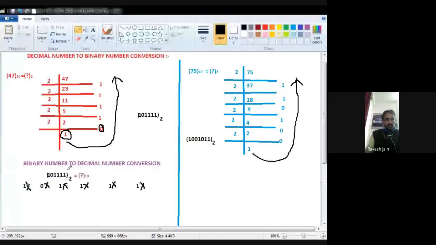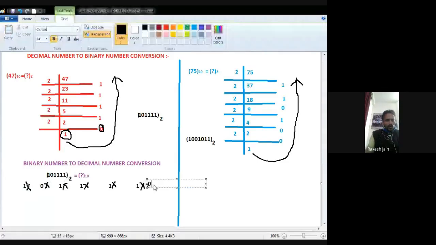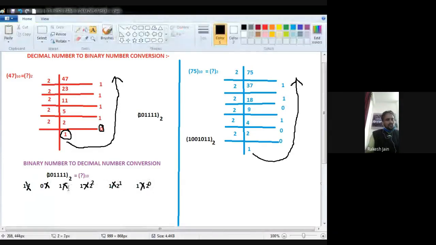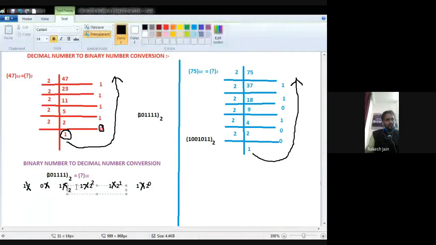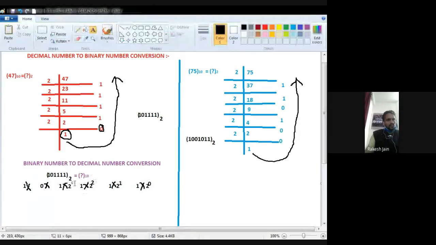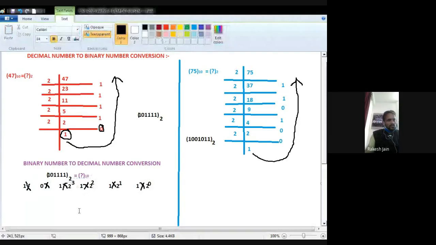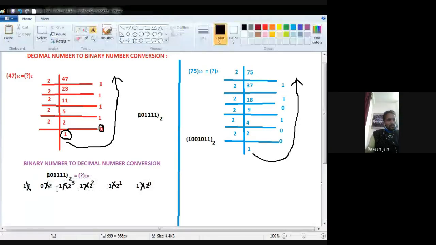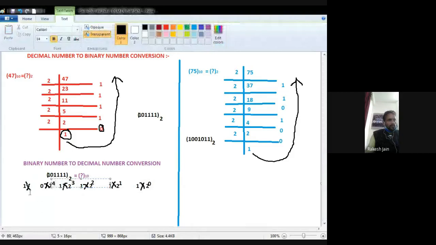Okay, multiply each number from the right side by 2 raised to the power 0, starting from 2 raised to the power 0, then 2 raised to the power 1, and so on. Here also another number, so 2 raised to the power 0, 1, then power is 2, then 2 raised to the power 3, then 2 raised to the power 4, then 2 raised to the power 5.